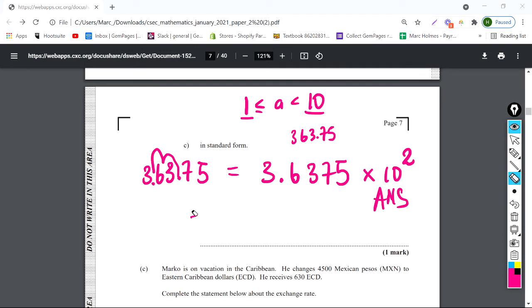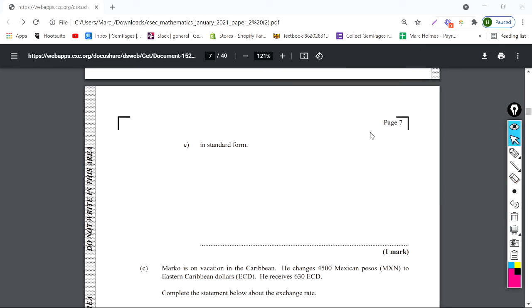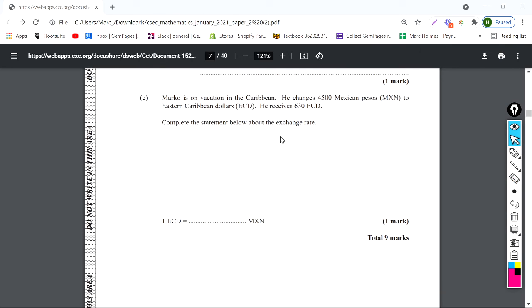The last thing now, guys, is a different question. Let's read this question. It says Marco is on vacation. My name is Mark, so maybe this is me. Maybe I'm on vacation, right? So Marco is on vacation in the Caribbean, and he changes 4,500 Mexican pesos to ECD, and he receives 630. So this means 4,500 Mexican pesos is equal to 630 ECD.